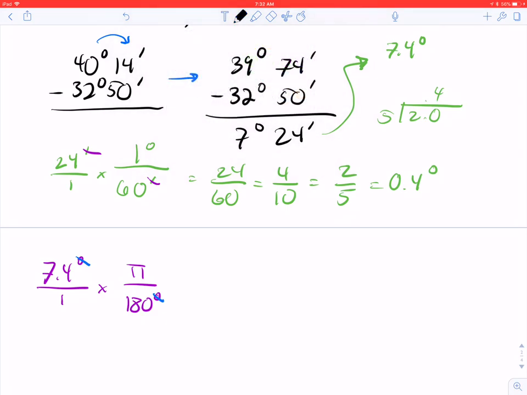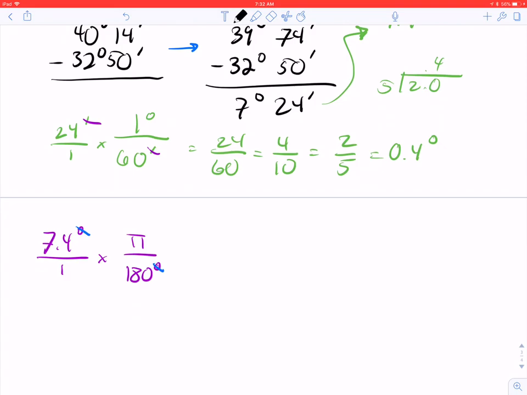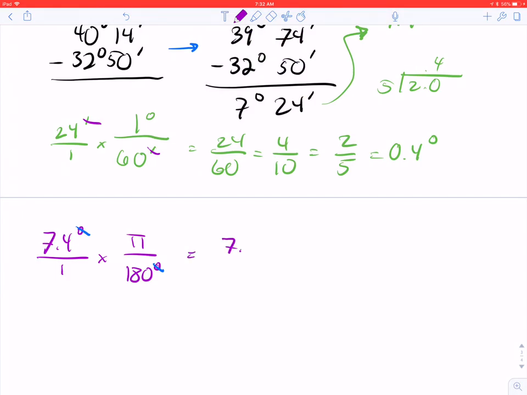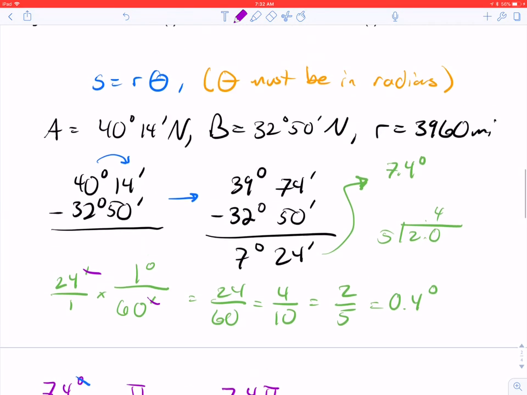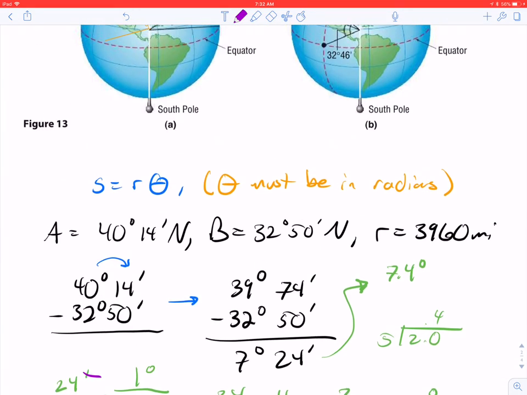And I think the instructions say do not round until the final answer, then round to the nearest mile. So I'm going to keep this answer exact. I'm going to leave it as 7.4 pi over 180. I'm going to just leave it like that. That's fine, because this is going to be exact. So this is in radians. These would be our radians, our theta, for our formula.